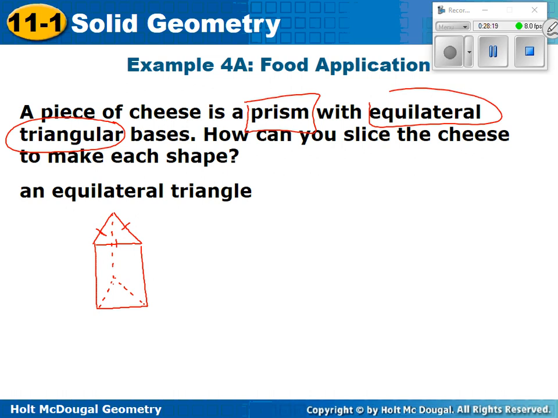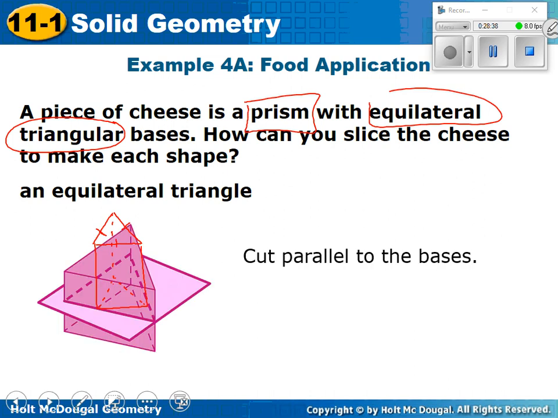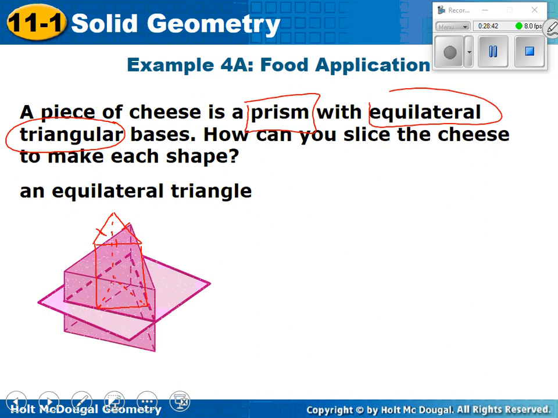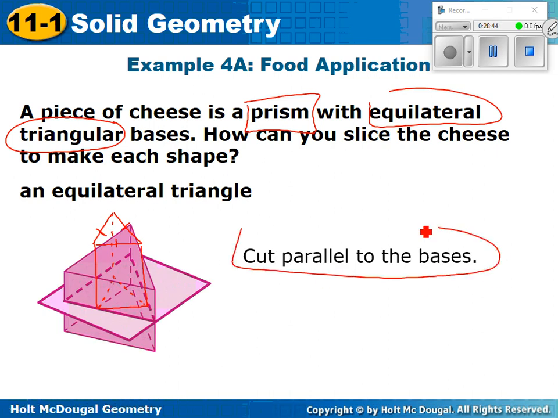But if you want this, you want to end up with a cross section that's an equilateral triangle. How are you going to cut the cheese? How are you going to cut it? Parallel to the base, perpendicular to the base? Parallel to the base. So your answer in a complete sentence should be, cut parallel to the base.